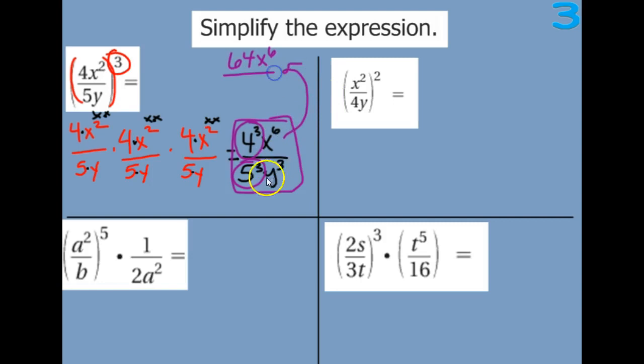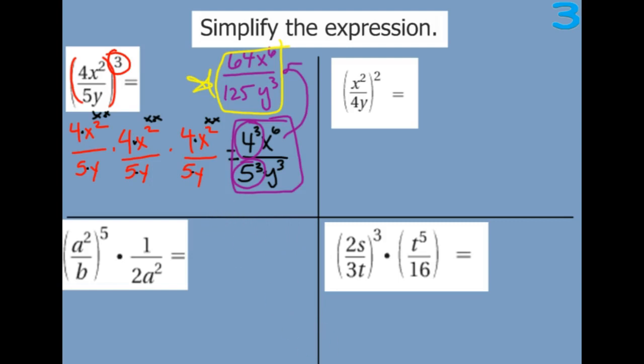And then on the bottom, not 5 times 3, 5 to the power of 3, never 5 times 3, no, no, no. This is 5 three times. 5 times 5 is 25, times 5, which would be 125. And then there's y to the third. So this would be our best answer.